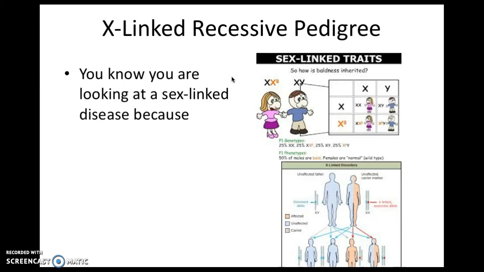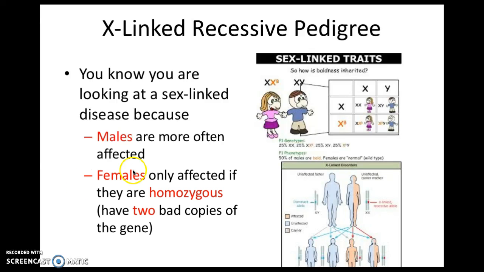X-linked, on the other hand, you know you have it because males are more often affected. I've said like a million times how boys are screwed. They have one shot, and if they get a bad gene, sucks to suck. Females are only affected if they're homozygous for those 2 bad copies, and we're only going to give you recessive ones. There are X-linked dominant ones, but don't worry about it. Females are carriers as well. You cannot have a male carrier. Why? Because you don't put anything on the Y chromosome.